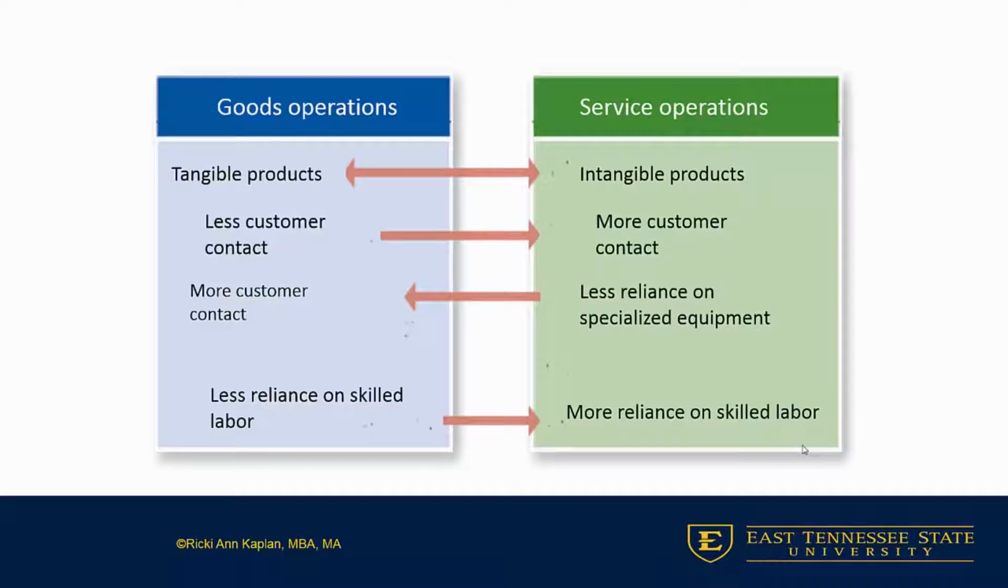When we take a look at comparing goods versus service operations, we're taking a look at different items. Tangible products versus intangibles. Your goods have a tangible product. Intangible products are for your service. There is less customer contact for goods operations, but there's more customer contact for service operations. There is more reliance on specialized equipment in goods operations and less in service, and less reliance on skilled labor for goods, but you need skills in certain areas for service. So we're looking at differences there.